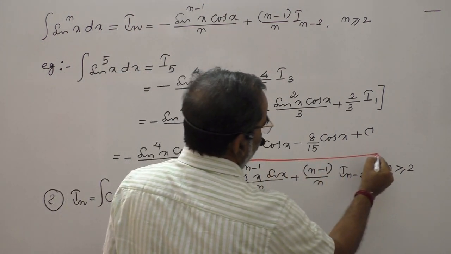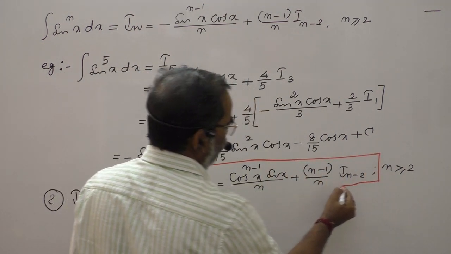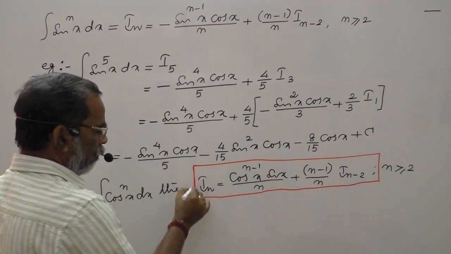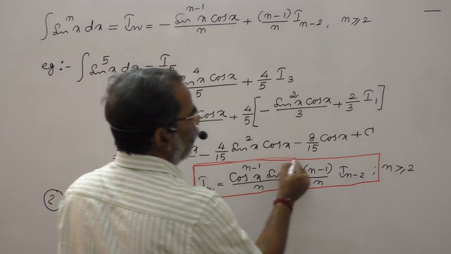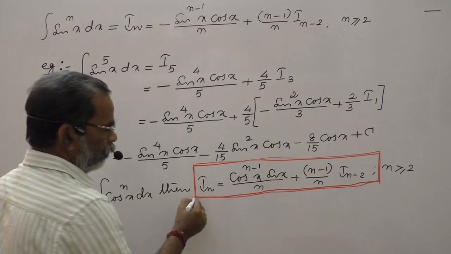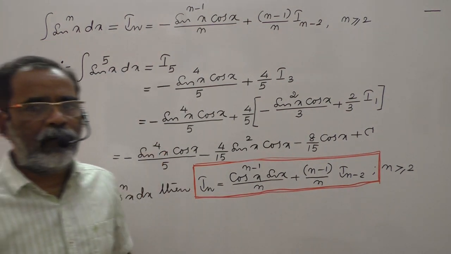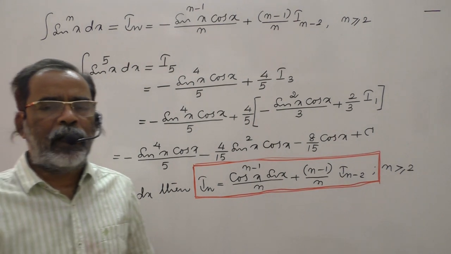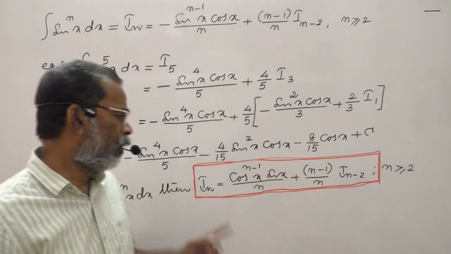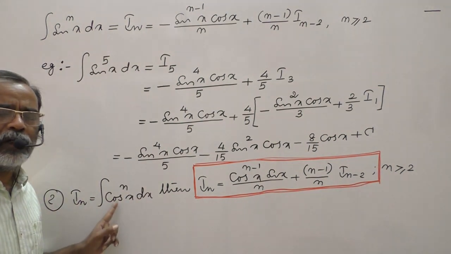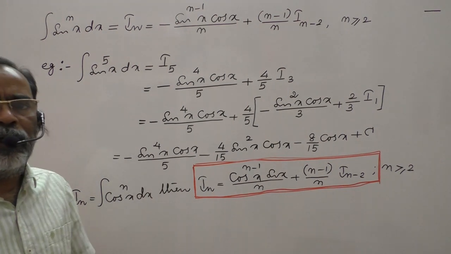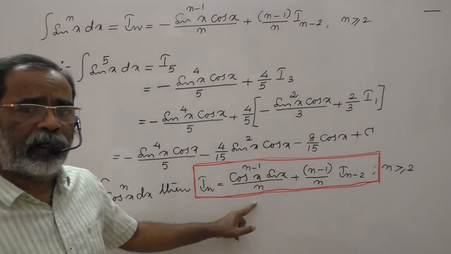Proofs of these reduction formulae are very important. They will be asked in the final exams in long answer type questions. Therefore you must practice them. So I have done sine power n. What did I do? I wrote sine power n as sine power n minus 1 into sine. You proceed in the same way. Cos power n is cos power n minus 1 into cos. Take integration by parts and you will get this.